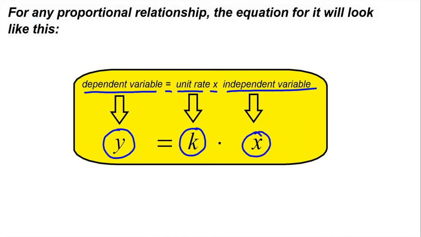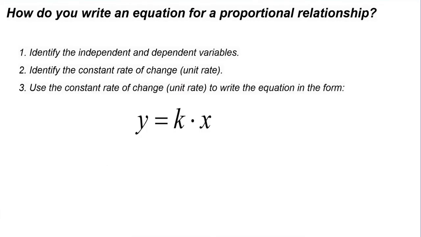So every proportional relationship will always look like this. The dependent variable is equal to the unit rate times the independent variable. That's another way to look at it too. Okay, so let's apply that here. How do we write an equation for a proportional relationship?